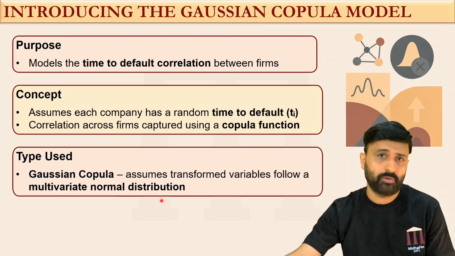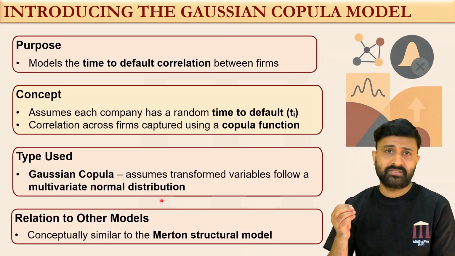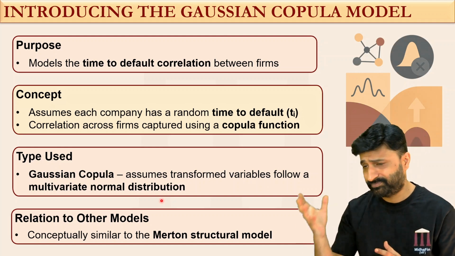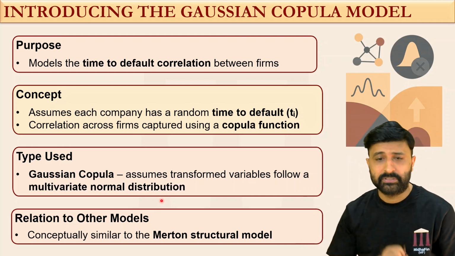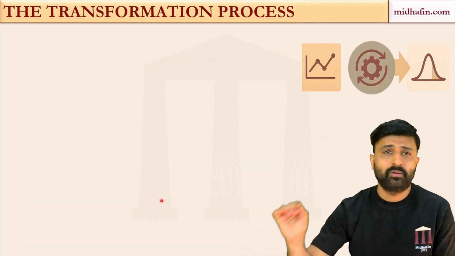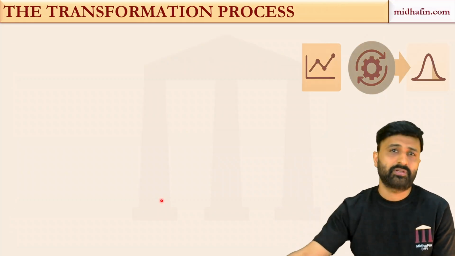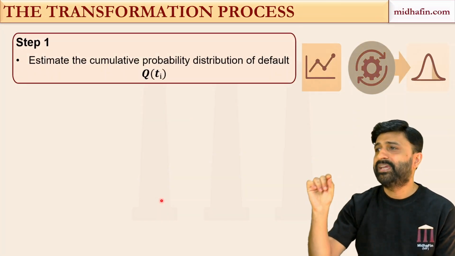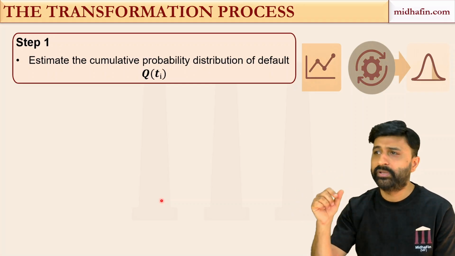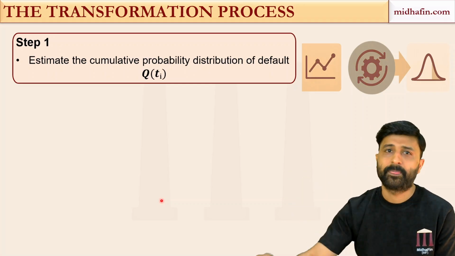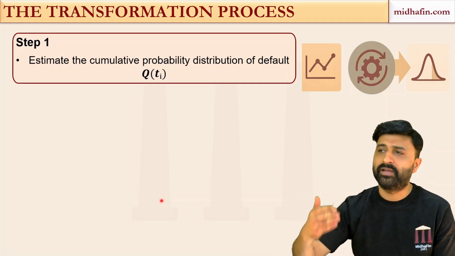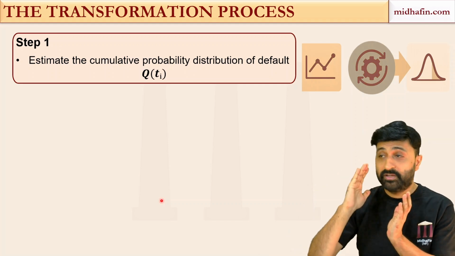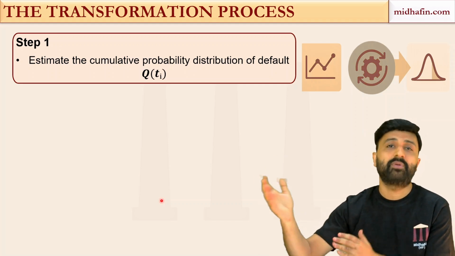So we have a multivariate normal distribution. And if this feels similar to Merton's structural model, you're absolutely right. Both connect default to underlying correlated random variables. Now, let's discuss the transformation process. The first step is to estimate the probability distribution of each firm's time to default. Let's call it Q(t_i), the cumulative probability distribution of default. It tells whether the firm defaults by year 1 or by year 2. It's cumulative, just like we have done earlier. So up to year T, what is the probability of default?